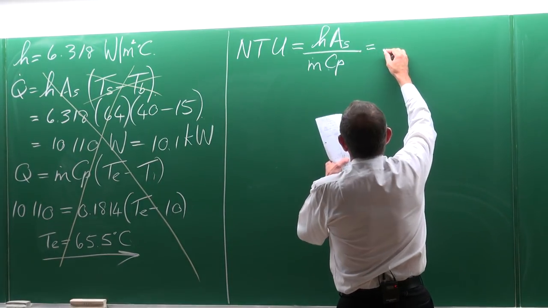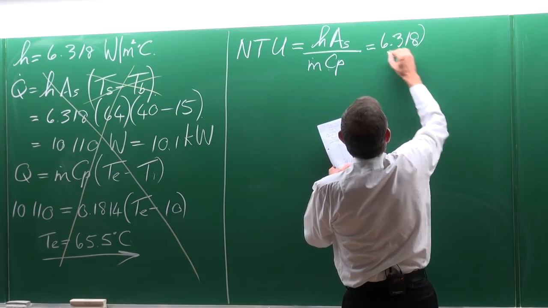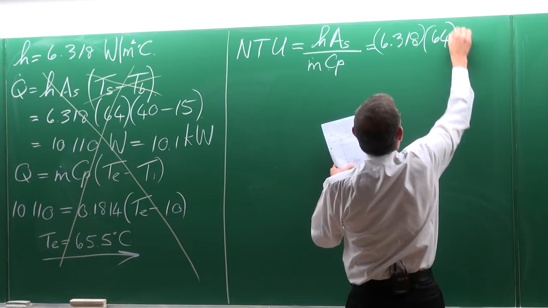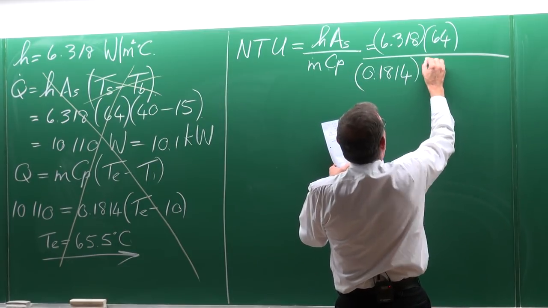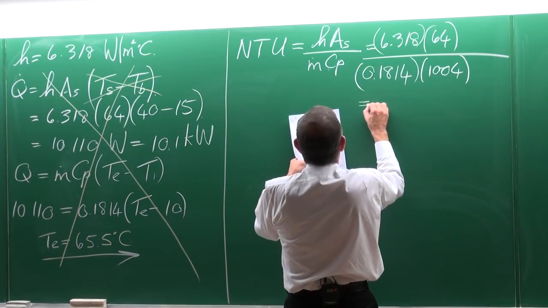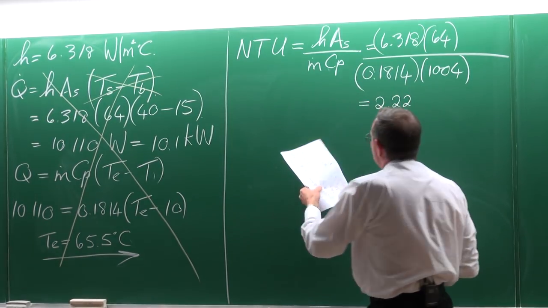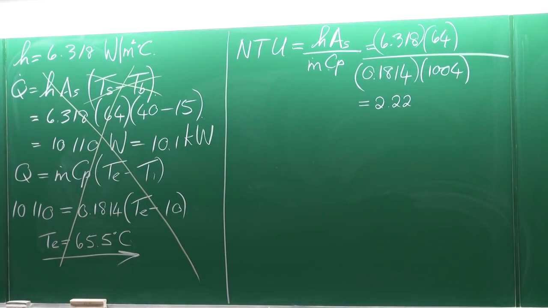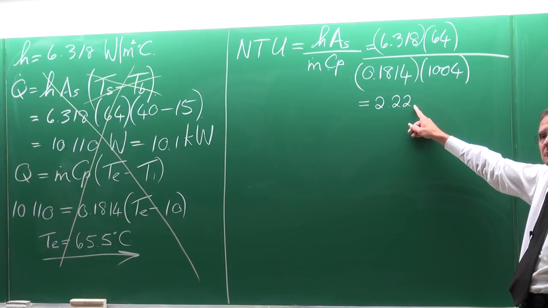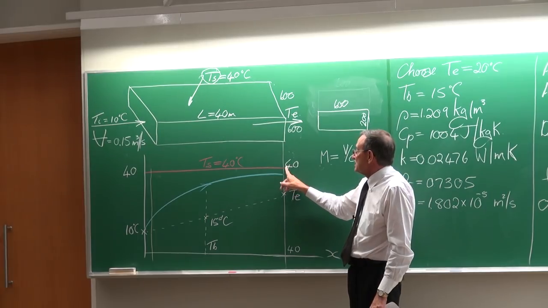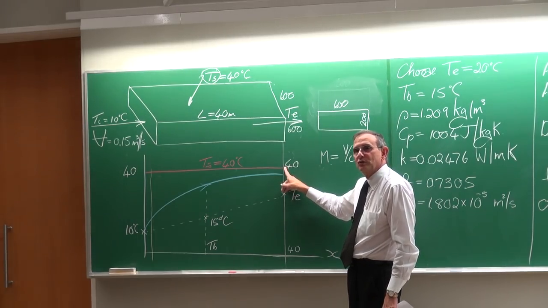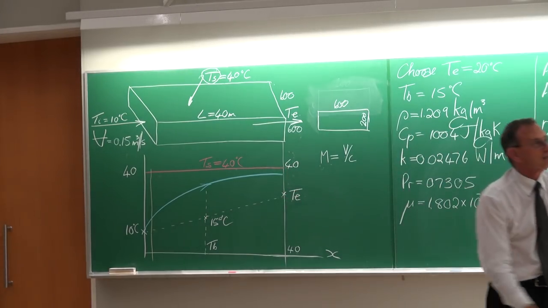So the heat transfer coefficient is equal to 6.318. The surface area is 64. The mass flow rate is 0.1814. 1004 for the Cp. So the number of heat transfer units is equal to 2.22. What does it mean? It means that is a good value. You're going to get quite a significant increase in temperature. If it is 3, for all practical purposes, you'll already be very close to 40. And you should avoid using 3 in any case, if you do design work. So 2.22 is a very good value.